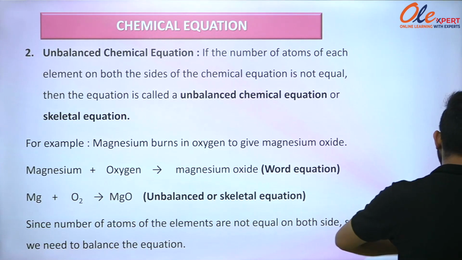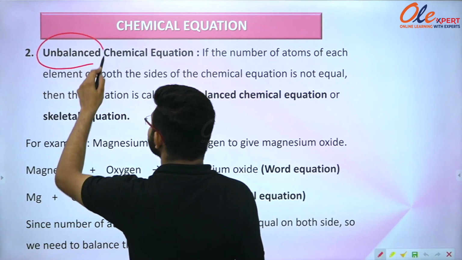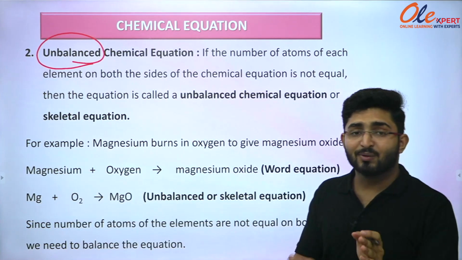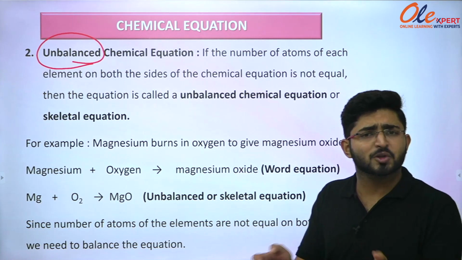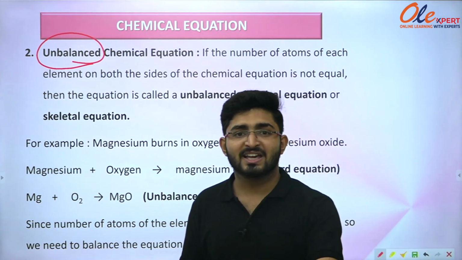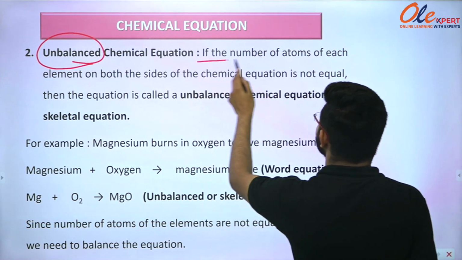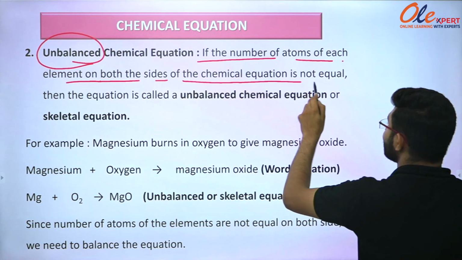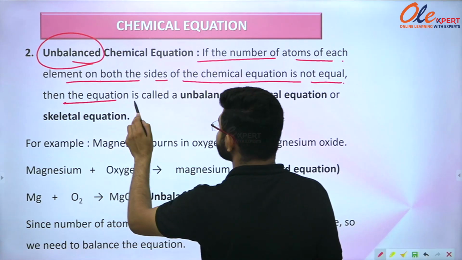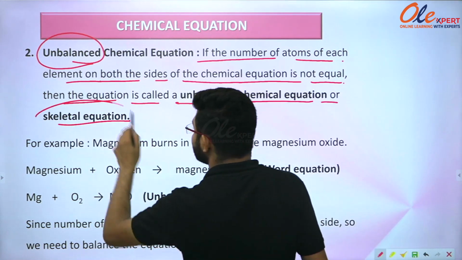As the name suggests, it's an unbalanced chemical equation, which means that whenever the atoms of all the elements are not equal on both sides of the chemical equation, it's an unbalanced chemical equation. So you can see the definition: if the number of atoms of each element on both sides of the chemical equation is not equal, then the equation is called an unbalanced chemical equation or skeletal equation.